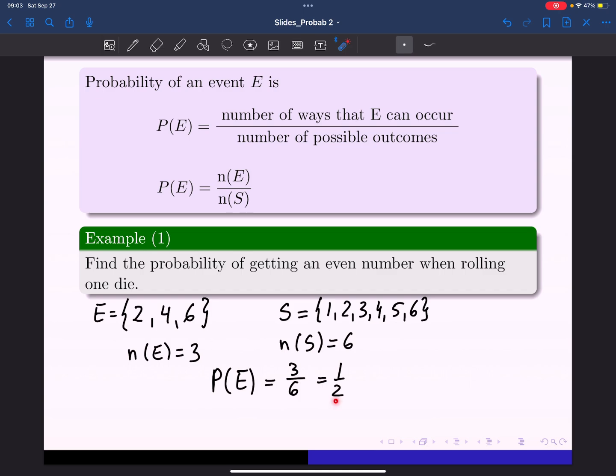So probability can be given as a fraction. That would be my 1/2. When we divide, we get 0.5, so we can write the probability as a decimal, or we can also write it as a percentage. 0.5 is nothing else but 50%. Let's recall, if you have a decimal, to find the percentage we multiply it times 100.